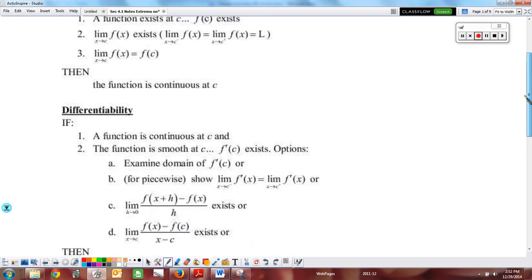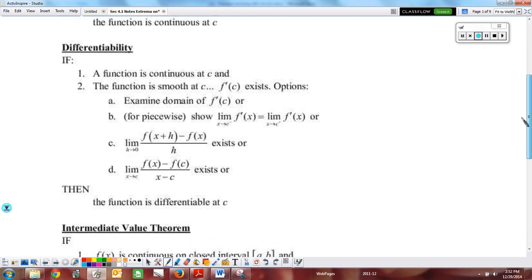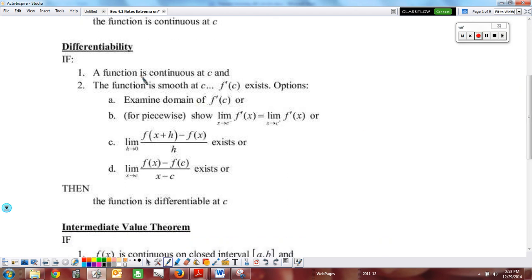Our second big definition that's important to recall is our definition of differentiability. First you have to make sure the function is continuous at c, and if it is continuous, then you move on to check whether or not it's smooth at c, that there's no cusp or vertical tangents, which means that our derivative f prime of c exists. Now there are several options in order to determine that the derivative exists at c. We can find a formula for f prime of c and then examine it for the domain. If c is not in the domain, then of course it would not exist, and if c is in the domain, it would.